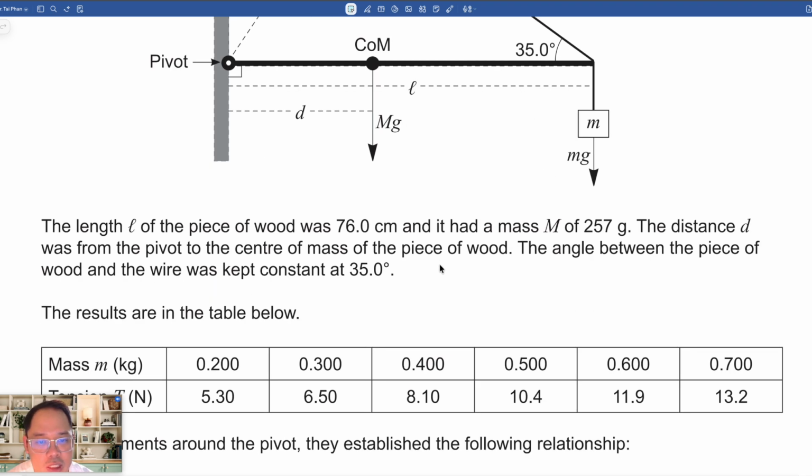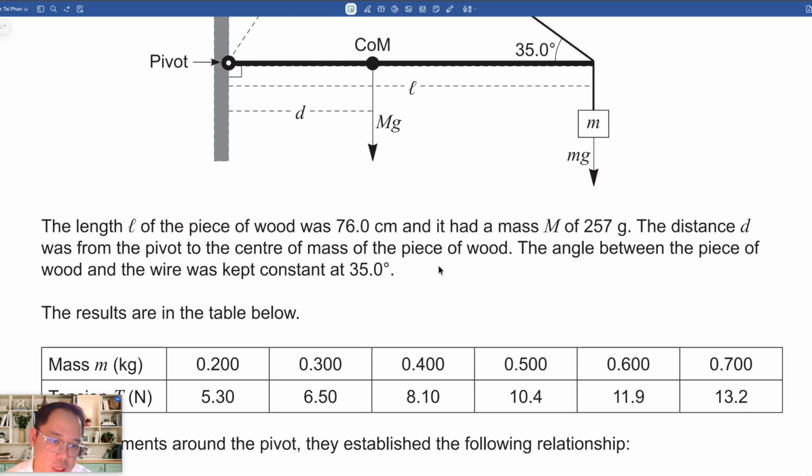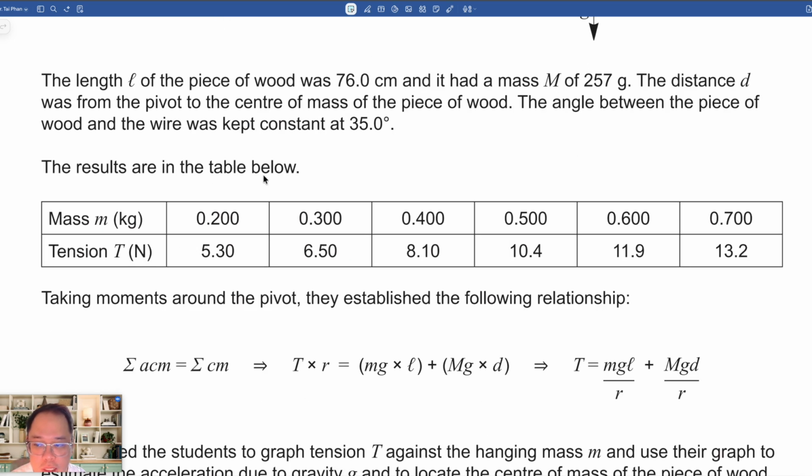So obviously, when a student studies this topic, they know that this is a topic about moments and equilibrium. The length of the piece of wood is 76 centimeters, and it has a mass of 257 grams. The distance d was from the pivot to the center of mass of the piece of wood. The angle between the piece of wood and the string was kept constant at 35 degrees. The results are in the table below. With the mass going from 0.2 to 0.7 kilograms, the tensions are these values, 5.3, 6.5, etc., up to 13.2.